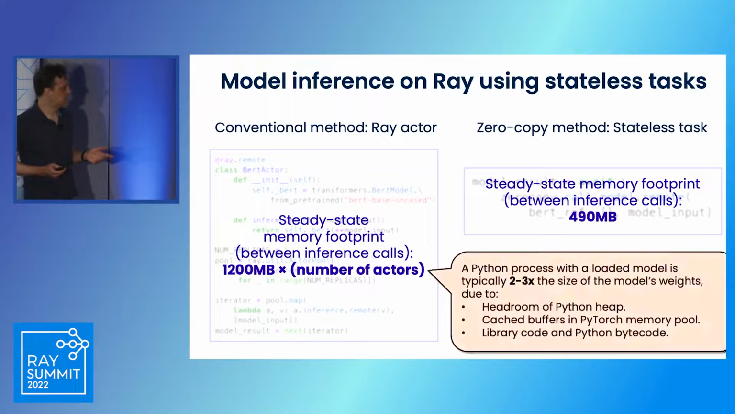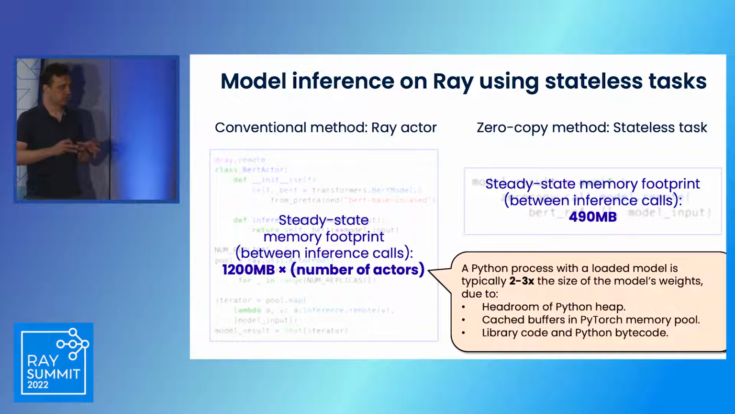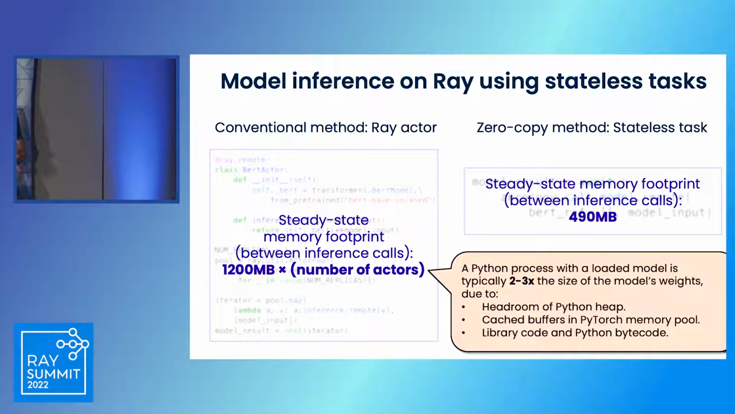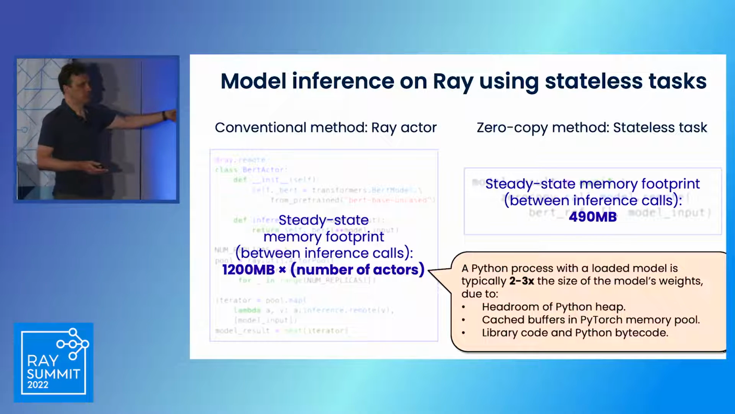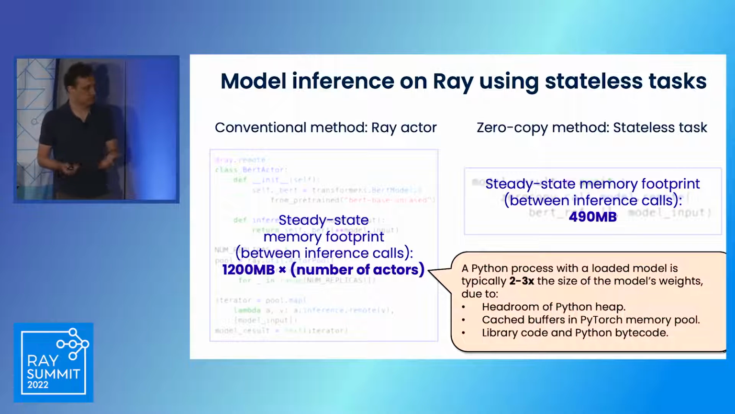And the reason for this blow up is because a Python process that is ready to run inference on a model has a lot of additional overheads beyond just the packed size of the weights. Python's memory manager keeps extra space around to avoid reallocating buffers, and PyTorch's memory manager is also reusing buffers. And of course, there's the Python bytecode and the program execution code that you need to keep in memory. All told, you're looking at a 2.5 to 3x blow up in the base memory requirement in between inference requests, multiplied by the number of copies of that model that you're keeping loaded in the traditional way, versus just keeping 1 copy on Plasma.